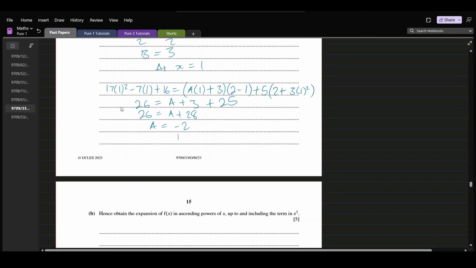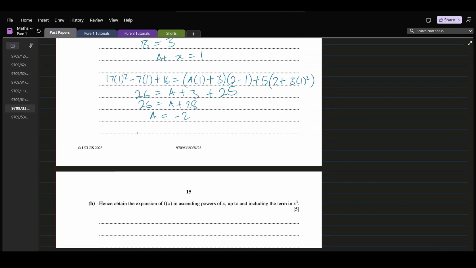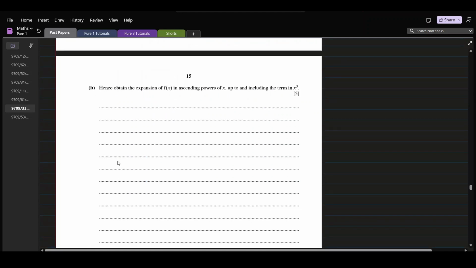And so this means that our final answer would be that, therefore, f of x is equal to (−2x + 3) over our quadratic factor, which is 2 + 3x², plus c, which we evaluated to be 5, over our linear factor, which was 2 − x. And this would be our f of x in partial fractions. Now let's move on to part B.